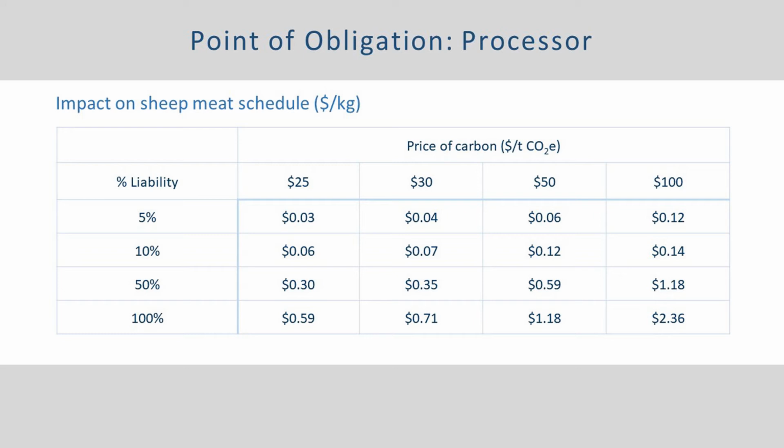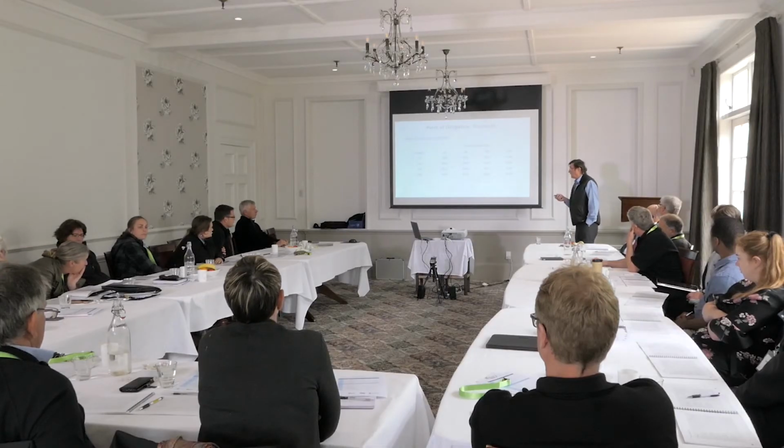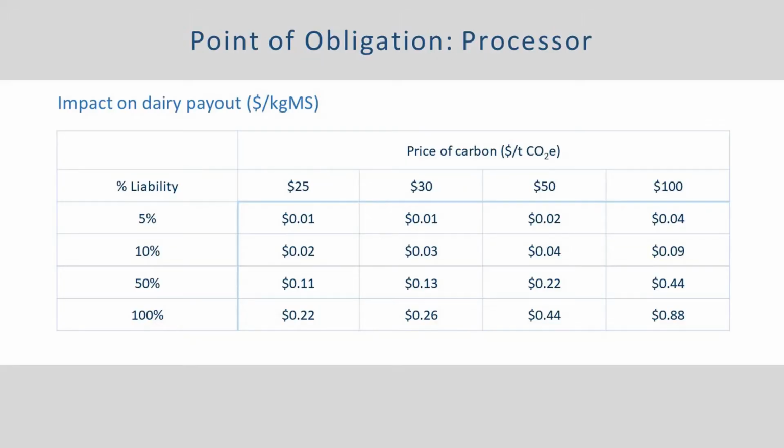Sheep meat, it's 3 cents. The dairy payout is 1 cent. So, a number of things there. Firstly, it's very small. Secondly, it would be invisible because it'd be gone before the farmer sees it. So it's not a great incentive to do much change because you're not really aware of it. The other thing, of course, is if you get out at $100 and 100% liability, it would be 88 cents, and you'd probably notice 88 cents disappearing off your payout.